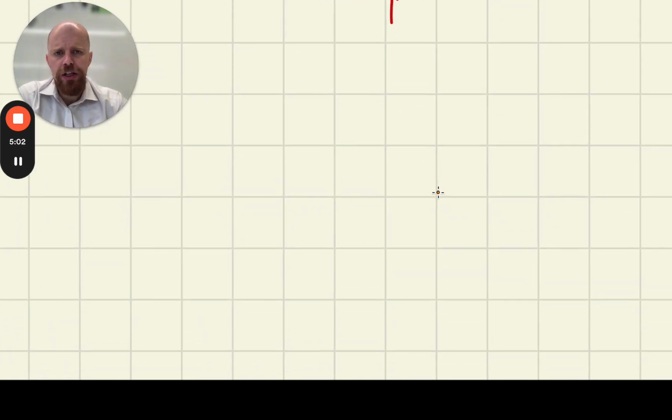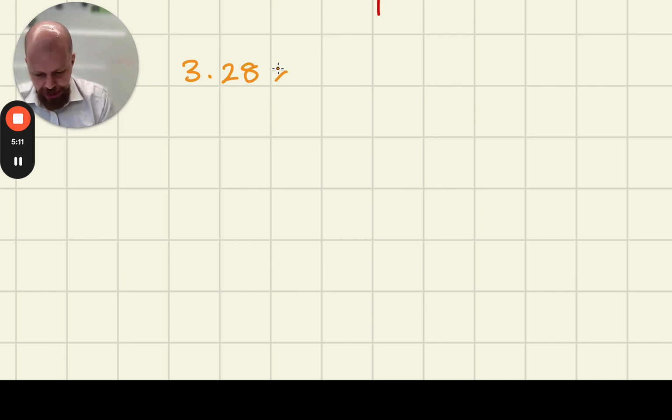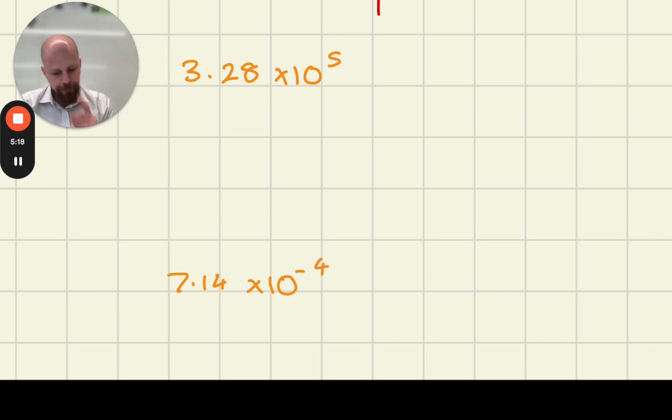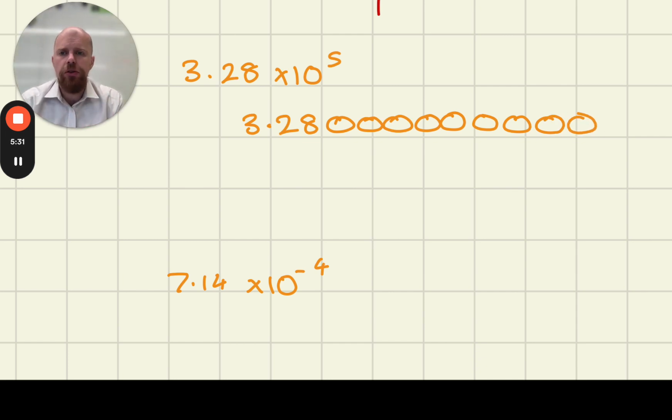Let's just do 2 examples the other way around, where I give you standard form and I ask you to write them in numbers. Fortunately, this is really, really easy. Let's say we had 3.28 times 10 to the power of 5 and 7.14 times 10 to the minus 4. Now, what we're going to do is add zeros in the correct places to start with. So because we're getting larger, we're just going to put zeros here. We can put as many zeros as we want. It doesn't matter. We haven't done anything to the number. The number is still 3.28. All the zeros in the end do nothing.